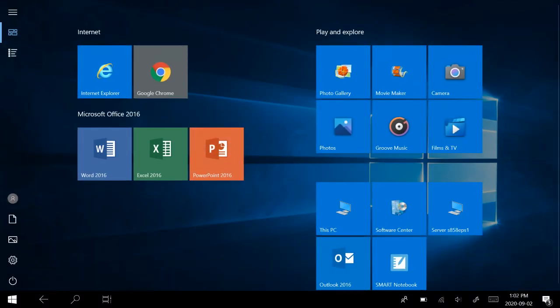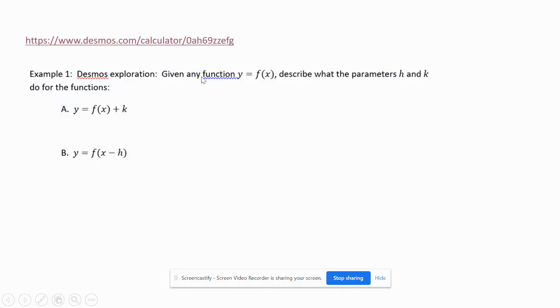Hopefully this makes sense. And a sec here. There we go. So we're talking about this. Describe what the parameters h and k do for the functions.